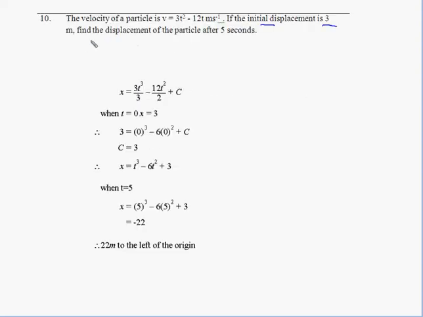In question 10, the velocity is given to us by 3t squared minus 12t. So we've got the velocity. Initial displacement is 3 metres. Find the displacement of the particle after 5 seconds.